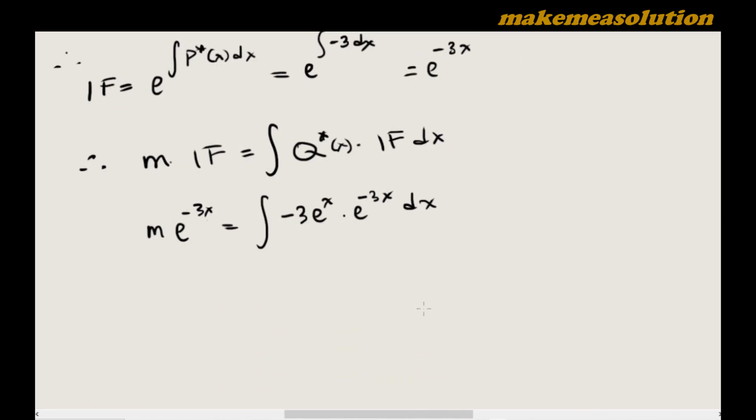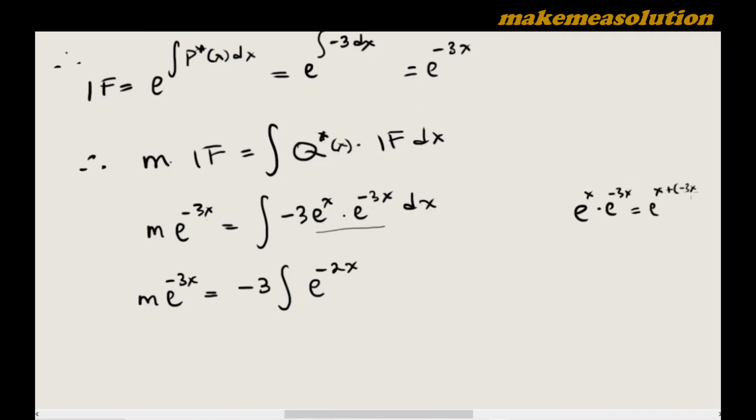Are we good? So of course law of indices has to play a part here. So you now have m exponential minus 3x is equal to minus 3 integral of exponential x times exponential minus 3x, which will give me exponential minus 2x. So exponential x times exponential minus 3x is exponential x plus minus 3x, which is exponential x minus 3x, which is exponential negative 2x, dx.